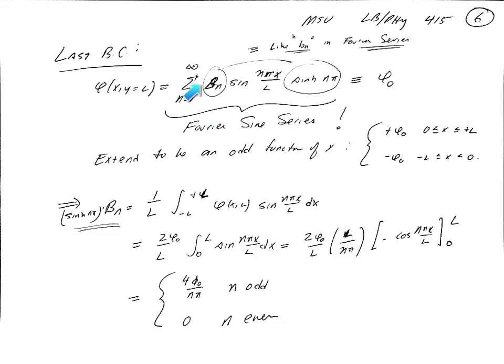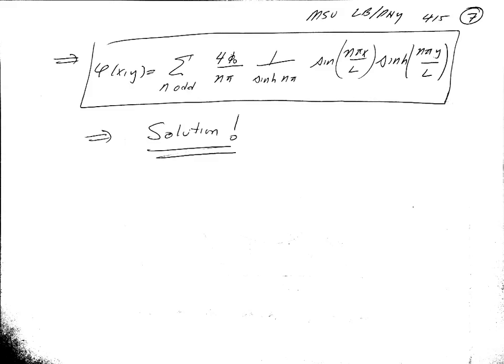There is no cosine term in this Fourier series because the function we're expanding is odd. We can calculate the coefficient of the Fourier sine series, which is sinh n pi times this b sub n we've defined here, in the usual way, and we find that this combination has the value 4 phi 0 over n pi for n odd and 0 for n even. This is exactly an example of the Fourier series we considered before. So therefore, we have a solution.